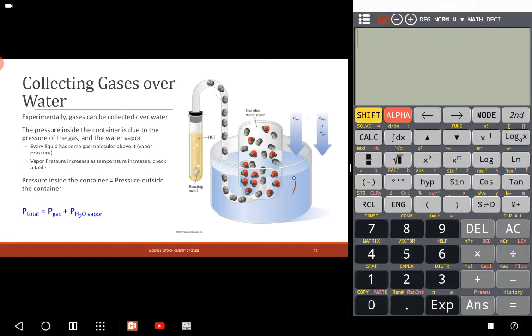But since this is liquid water here, all liquids have a small amount of gas molecules of that substance that exist above the liquid. That means that this collection of gas molecules inside here consists not only of the gas molecules we're interested in, but it also contains some of these gaseous water molecules. So according to Dalton's law of partial pressures, the total atmospheric pressure, which is the pressure outside in the atmosphere, is equal to the pressure of the gas that we're actually interested in and the partial pressure of the water vapor that's also in there.